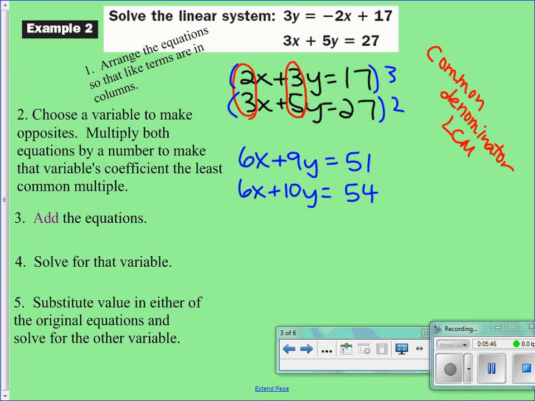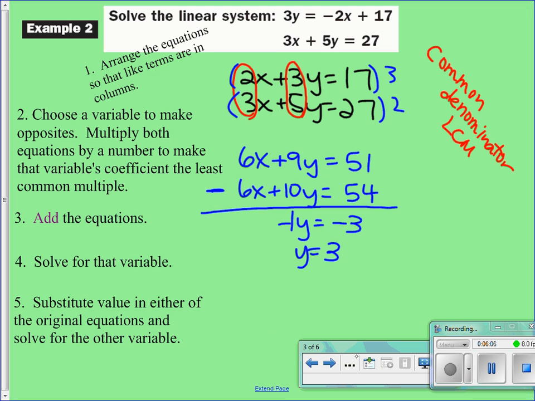And now I have the same coefficients. I've got a positive 6x and a positive 6x. So to eliminate those, I need to subtract these equations. And then I get negative 1y equals negative 3. So that means y's got to be 3.